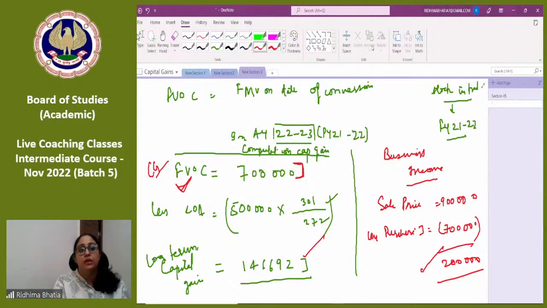And instead of collecting this, ask yourself what should be the cost of acquisition, what should be the full value of consideration.